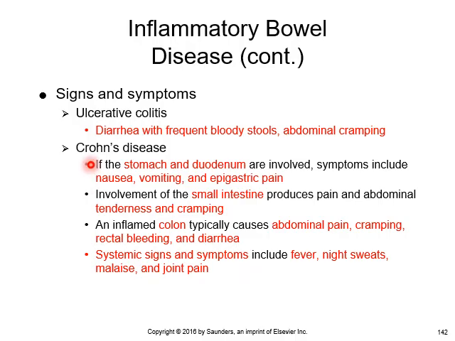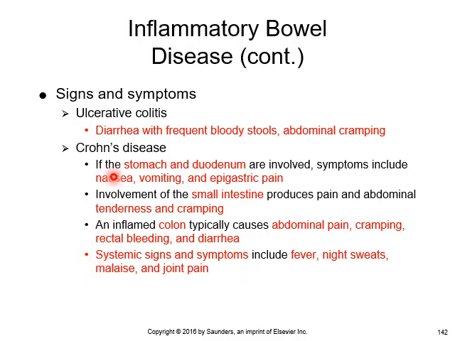Signs and symptoms for ulcerative colitis is diarrhea with frequent bloody stools and abdominal cramping. For Crohn's disease, if the stomach and duodenum are involved, symptoms include nausea, vomiting, and epigastric pain. If small intestine is involved, it produces pain and abdominal tenderness and cramping. If colon is the one that's inflamed, it typically causes abdominal pain, cramping, rectal bleeding, and diarrhea. And systemic signs and symptoms include fever, night sweats, malaise, and joint pain.